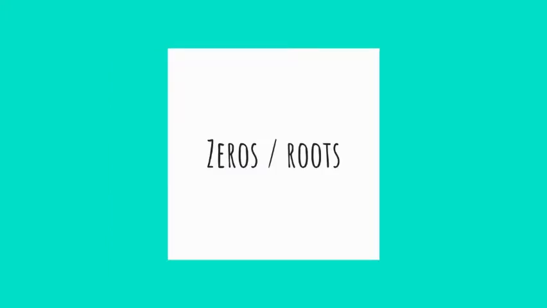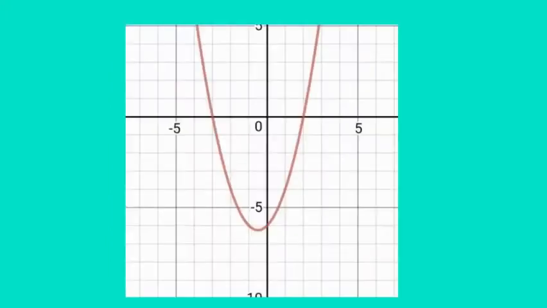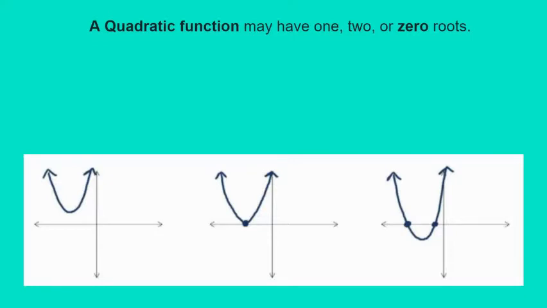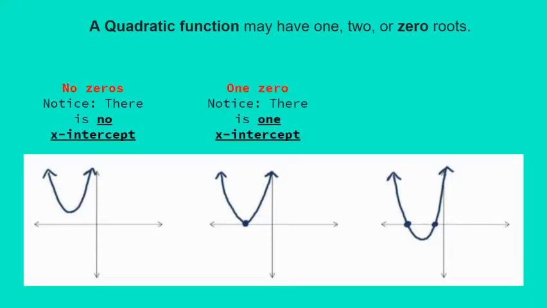So what are zeros or roots? Well, it's basically just the x-intercepts, in which the parabola meets the x-axis. Here we have 3 examples. In our first example, the parabola does not touch the x-axis at any point, and therefore you can say that it has no zeros. The second example has 1 zero, and in the third example, the parabola touches the x-axis at 2 points, and therefore it has 2 zeros or 2 roots.